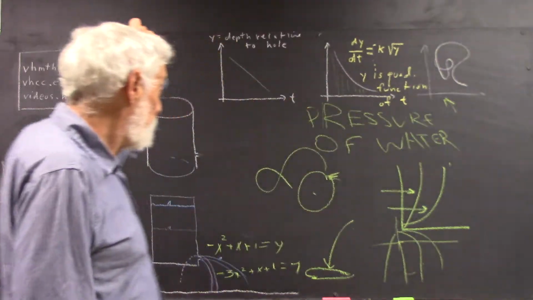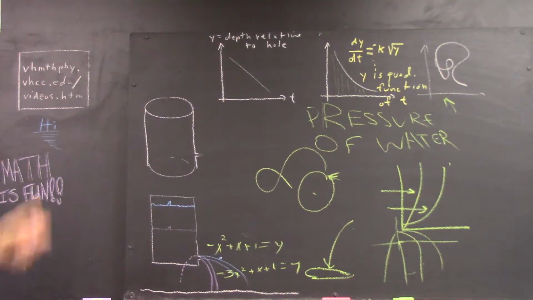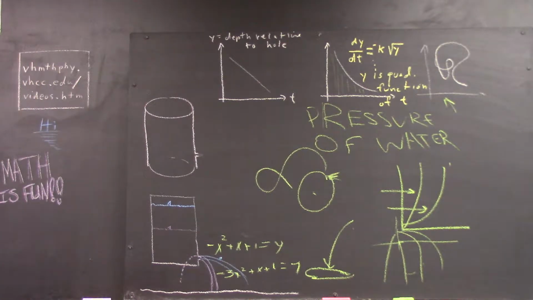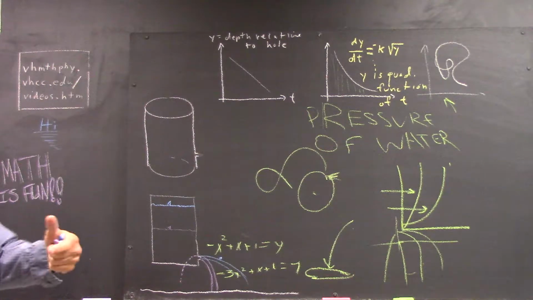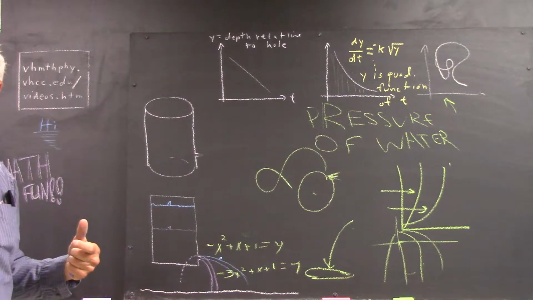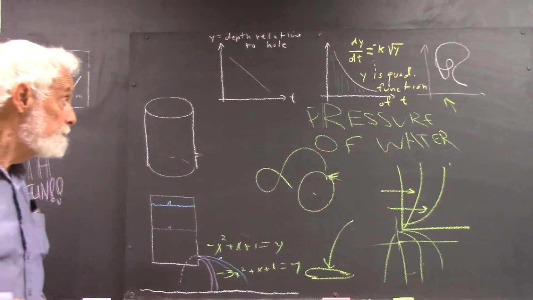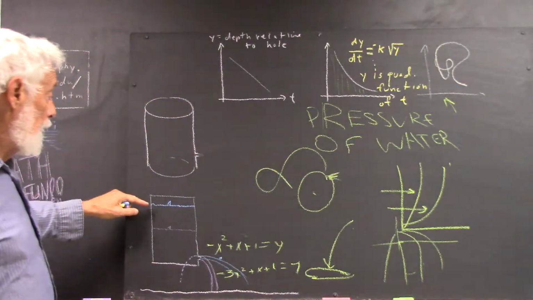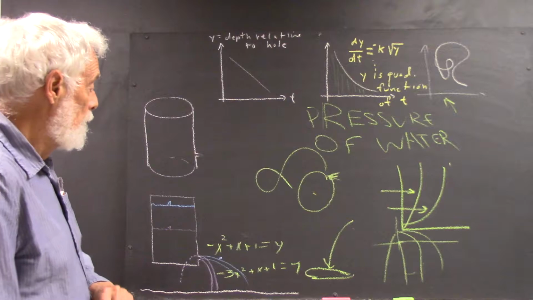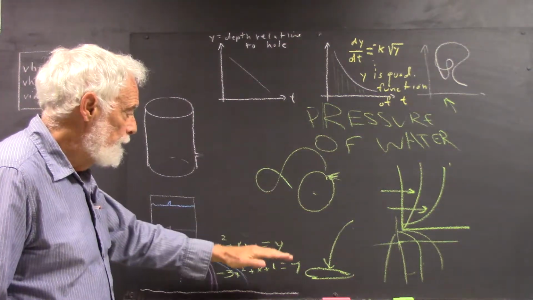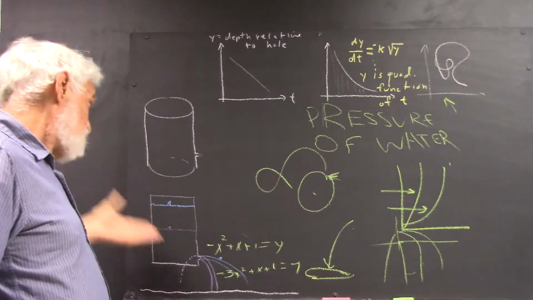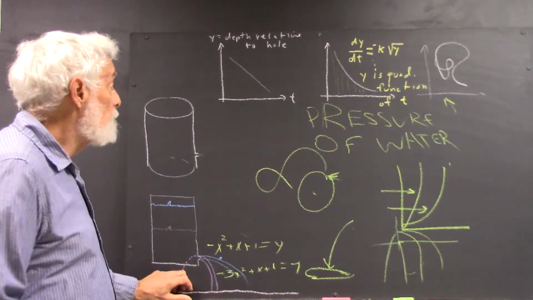So, you can accept it. But we're going to actually test it and prove it. Okay? So we're going to go out and we're going to measure how long it takes the water to fall from here to here to here to here. Okay? And then we're going to throw it into this model using Excel.